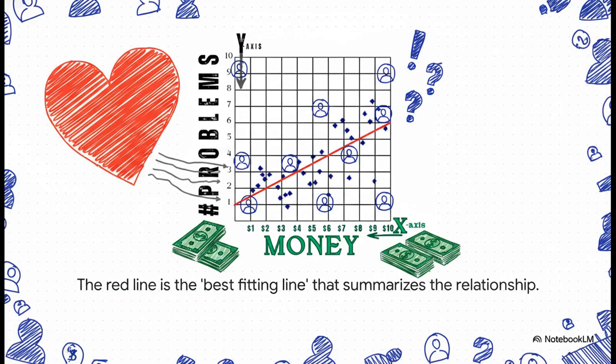See all those blue dots? Each one is a person, showing how much money they have and how many problems they have. You can kind of see a general trend, right? Well, the magic of regression is that it uses math to calculate the one single best-fitting line that sums up this entire relationship as perfectly as possible.